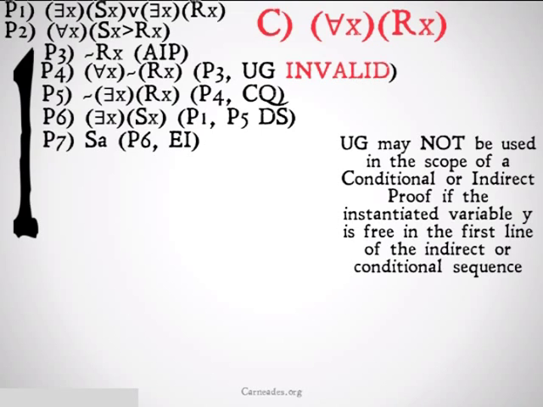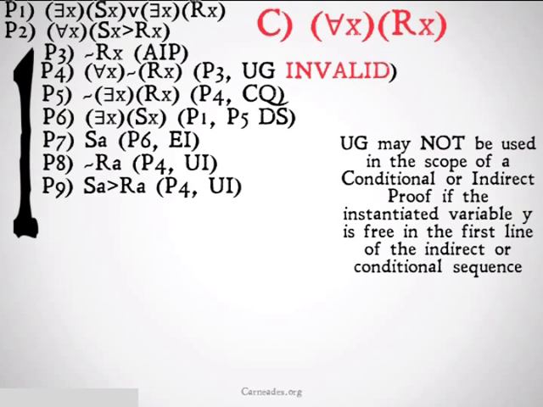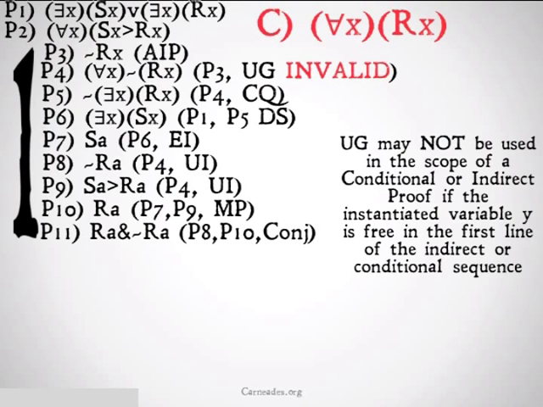We'll get a is S. Premise 6, existential instantiation. We'll get it's not the case that a is R. Premise 4, universal instantiation. A is S implies that a is R. Premise 4, universal instantiation. It's important to note that we did our existential instantiation first and then we did our universals. If we had done our existential second, we would have had to use a different constant in place of a. Then we will get Ra from premise 7, premise 9, modus ponens. And finally, we will get Ra and not Ra from premise 8, premise 10, conjunction.